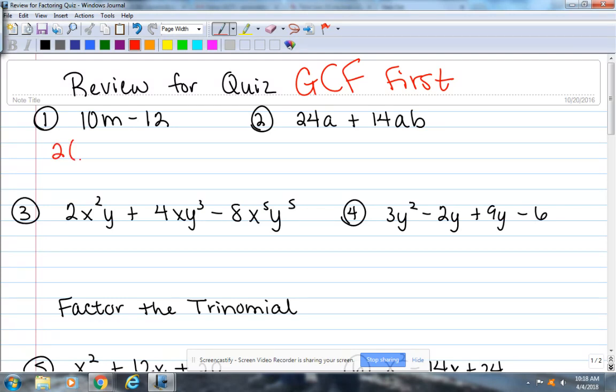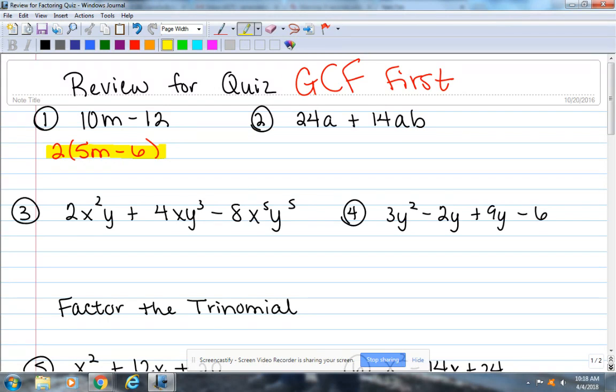So, 2 parentheses. What times 2 is 10m? 5m. And what times 2 is negative 12? Negative 6. And the parentheses there have no more GCFs and no difference of squares, so you're done factoring it. And that's your answer. 2 times 5m minus 6. Okay? It's hard to remember when times were that simple. But it's true.